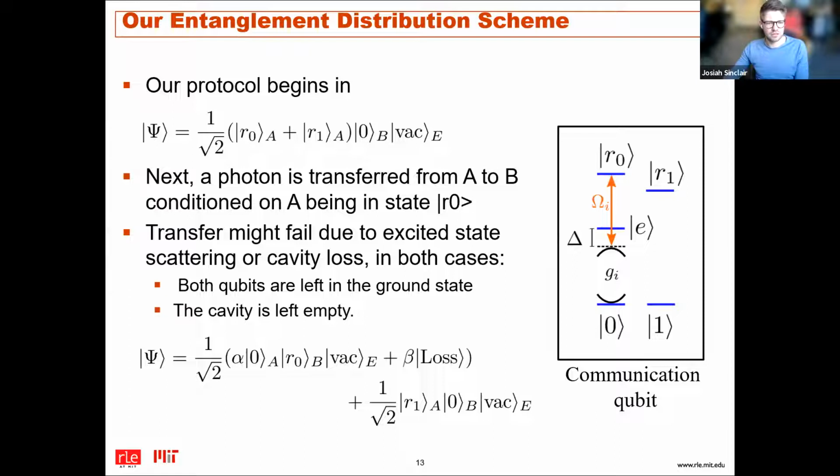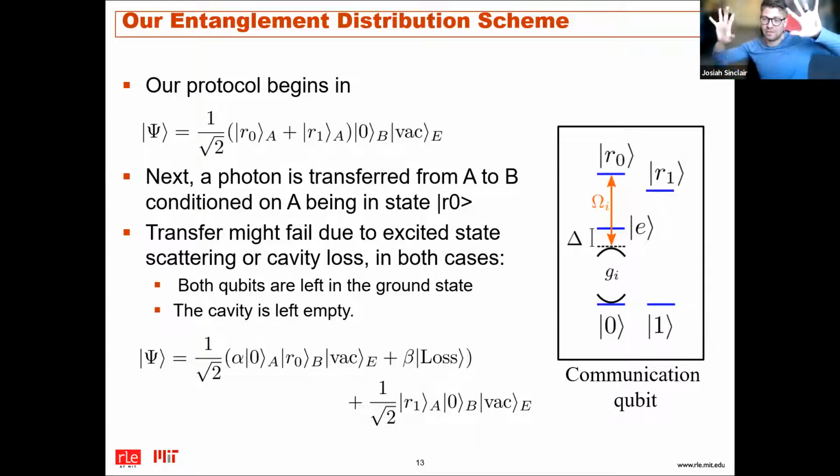Our protocol starts in the following state. The control is in a superposition of R0 and R1, the second communication qubit is just in state B, and the environment has no photons. Next, a photon is transferred through the cavity from qubit A to qubit B, conditioned on qubit A having been in R0. So only half of the superposition has anything happen to it. This transfer is done using Raman pulses or STIRAP, and it requires individual addressing of the two communication qubits. I should add that every other communication qubit in the cavity needs to be shelved in logical state 1 or some other shelving state while this is happening.